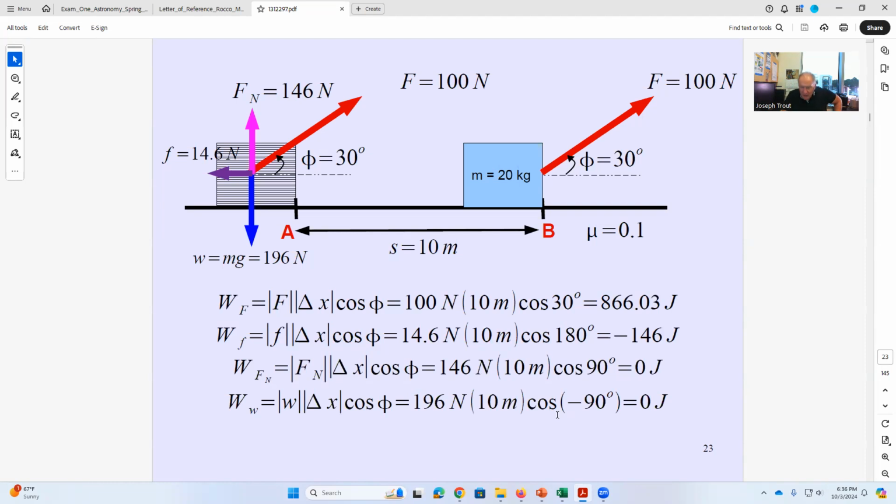So we see part of our applied force does some work, the part that points in the direction of motion. The friction does negative work. It's trying to hinder our motion. The normal force does no work, and the weight does no work. So if we add all these up, we get 866.03 joules minus 146 joules, which is 720.03 joules. Not forgetting that the weight and the normal force do no work, and the friction does negative work.